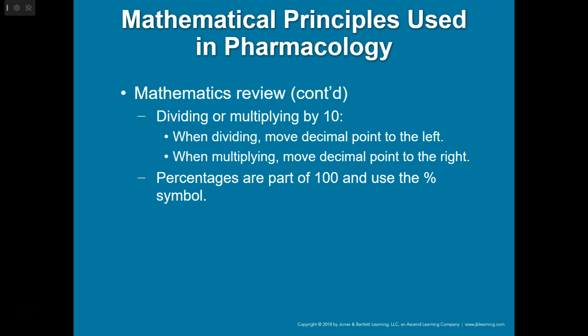It's all about dividing or multiplying by 10. When dividing, you move the decimal place to the left. When multiplying, move the decimal place to the right. So dividing by 10 would move it 1 decimal place to the left, and multiplying it by 10 would move it 1 decimal place to the right. Percentages are part of 100 and use the percent symbol.